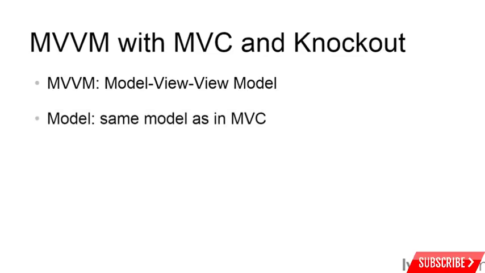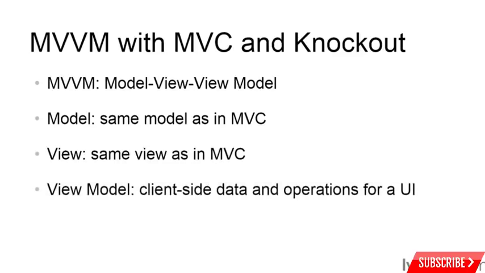And this is going to be a short explanation because the model is the same model that we've been talking about with MVC architecture, a class that deals with persisted data for our application. And the view is the same view that we've been talking about all along. The view model, on the other hand, is a representation of data that we're going to work with on the client side for a given UI, and optionally, some operations that we might define for that data in UI.